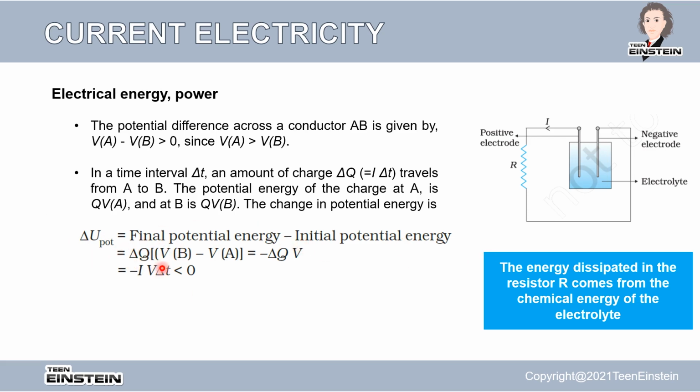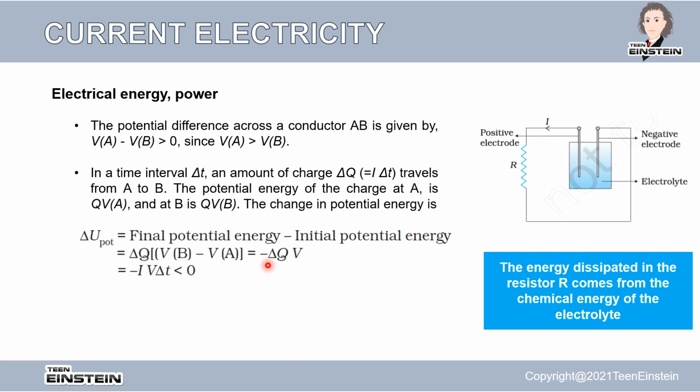So we can take delta Q as common. Then we have V_B minus V_A. And we know that V_A is greater than V_B, so this quantity has to be negative, and we denote this quantity as V. Then we get delta U, the potential energy change, equal to minus delta Q multiplied by V.